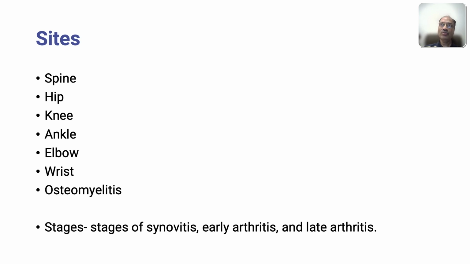The commonest site is the spine, followed by the hip, knee, ankle, and elbow. It's also not uncommon to see infection of the bone. However, in the joint, it follows the specific stages of synovitis, early arthritis, and late arthritis.